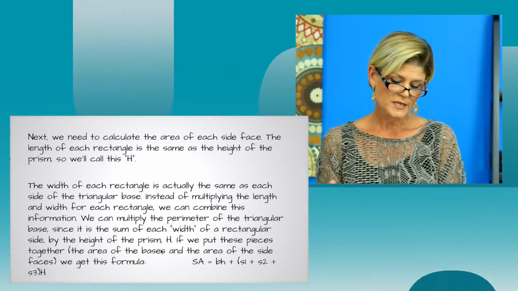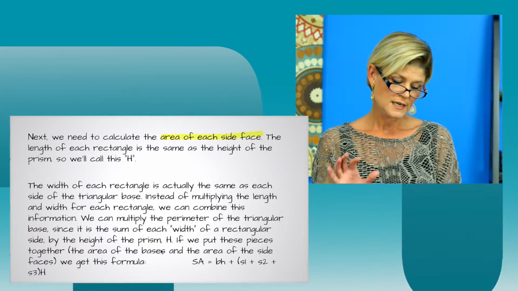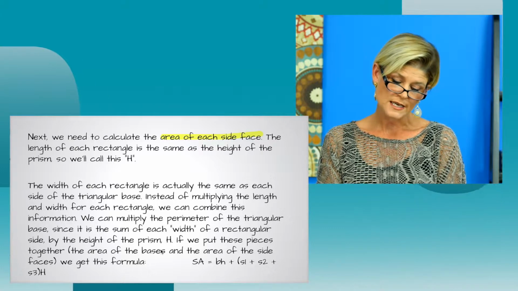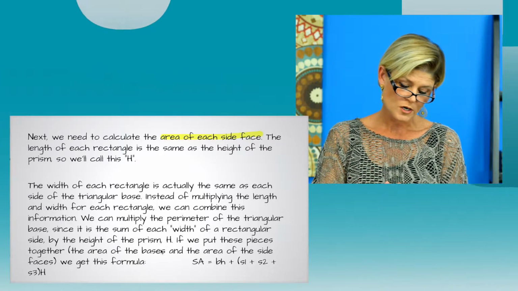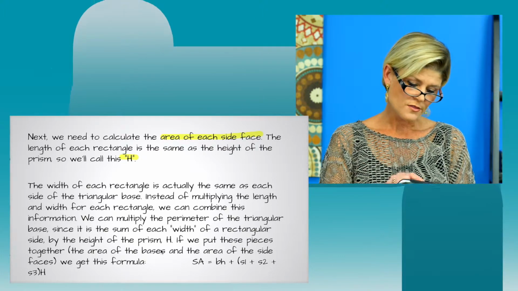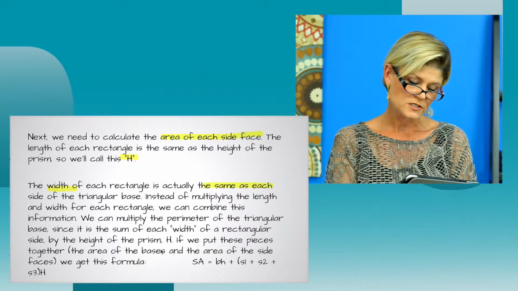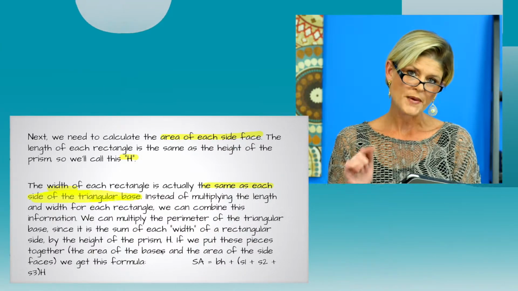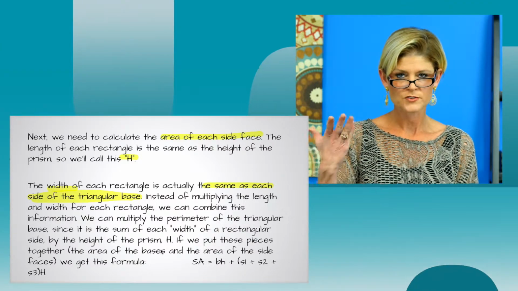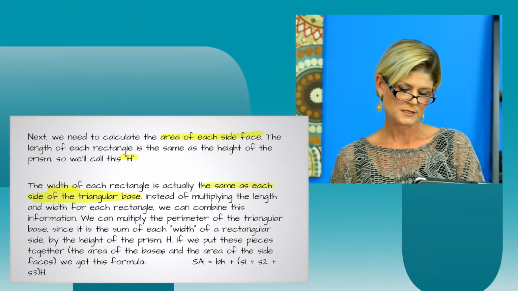All right, so next we need to calculate the area of each side face. The length of each rectangle is the same as the height of the prism, so we're going to call this h, and I'll highlight that for you. The width of each rectangle is actually the same as each side of the triangular base. When you see the figure, it'll help people who need a visual representation.